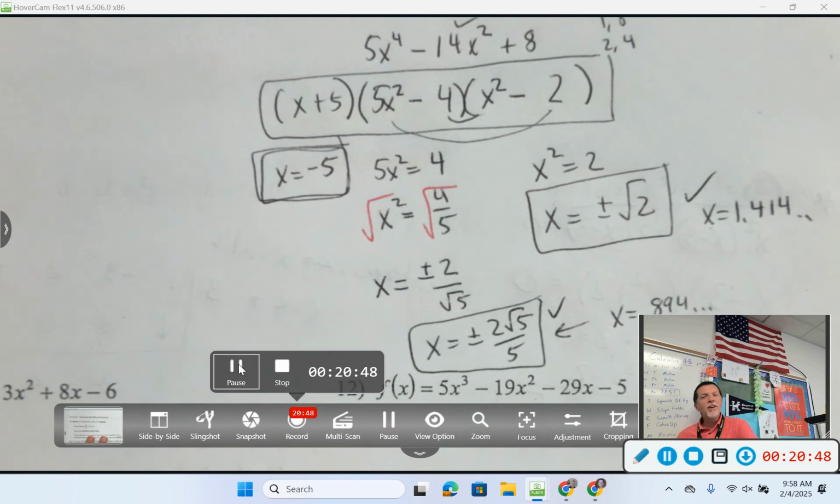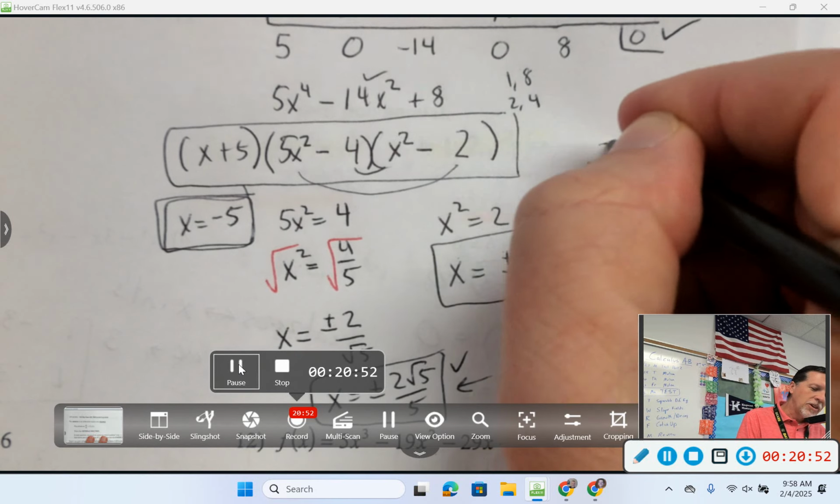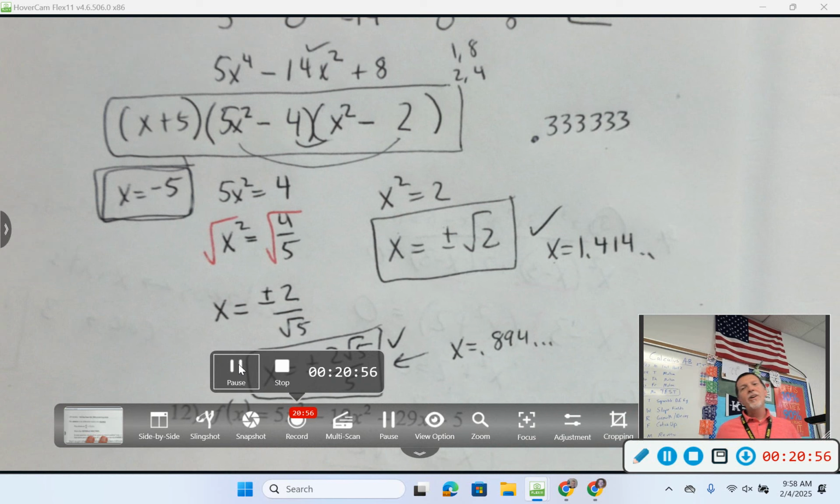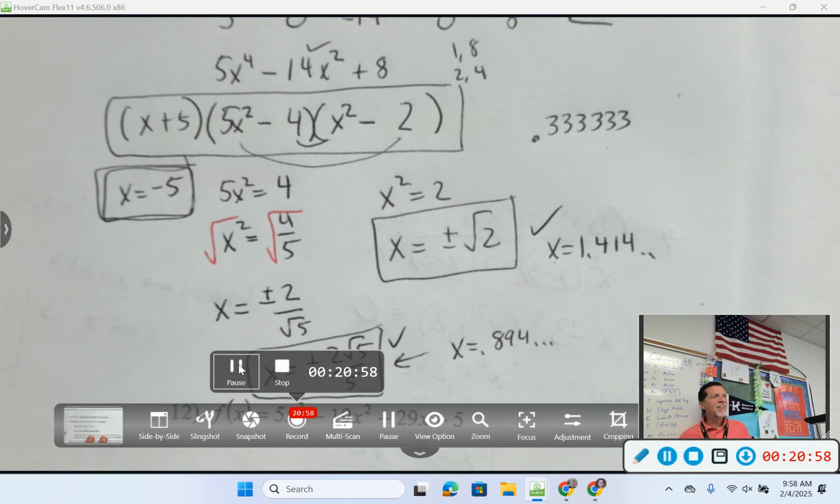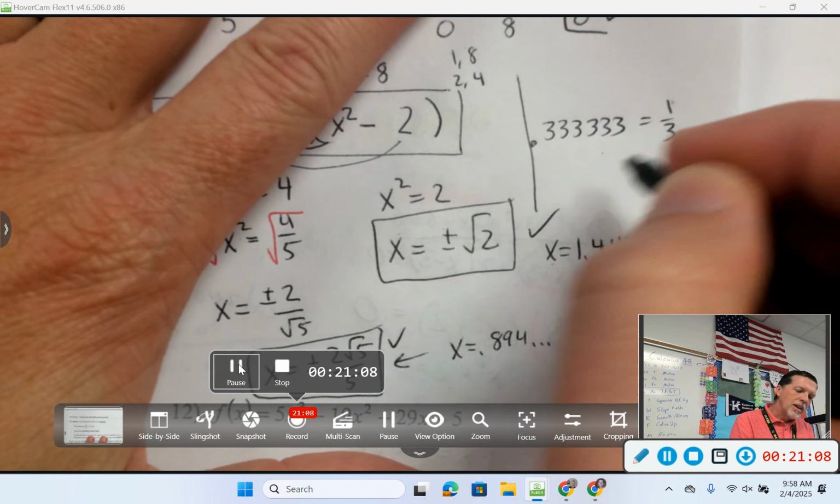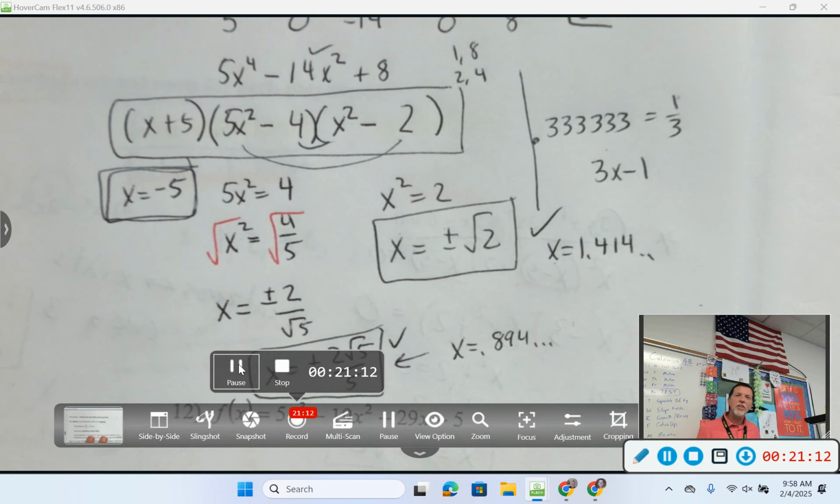Now, you do need to be careful because there is kind of a middle ground in there. Someone earlier today got this as an answer, and they said, oh no, that's not a good answer. And I said, oh no, it is a good answer, right? Because what's 0.333333333? 1/3. I should be careful, this is not part of this problem. So that would mean 3x minus 1 is one of your factors, x equals 1/3.